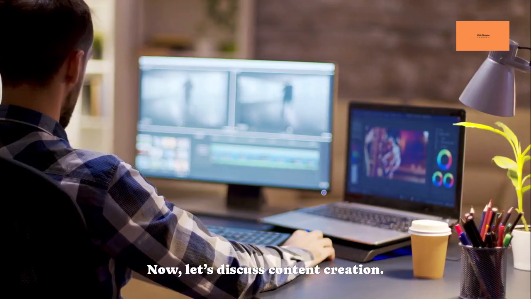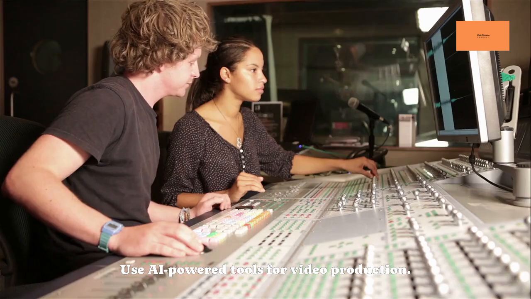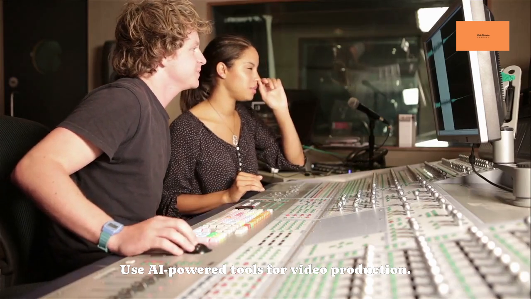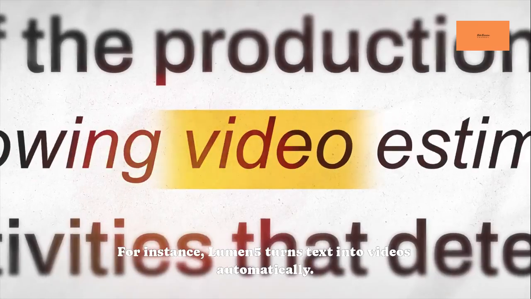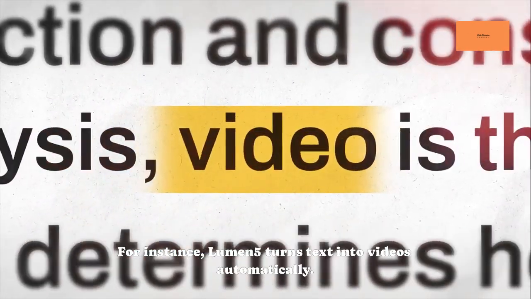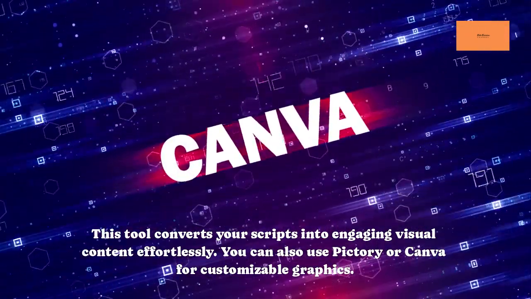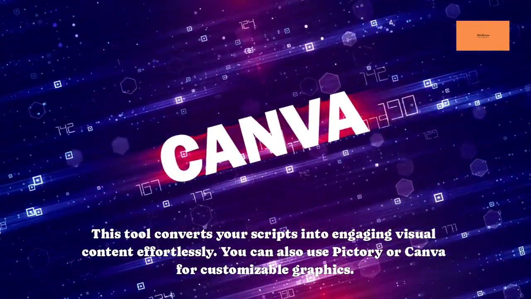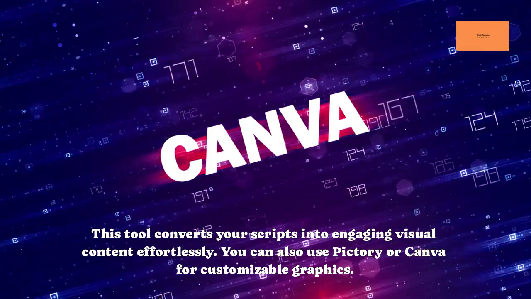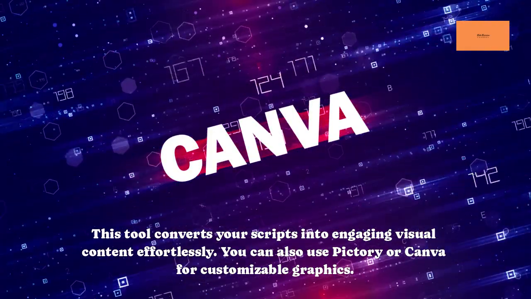Now, let's discuss content creation. Use AI-powered tools for video production. For instance, Lumen 5 turns text into videos automatically. This tool converts your scripts into engaging visual content effortlessly. You can also use Pictory or Canva for customizable graphics.